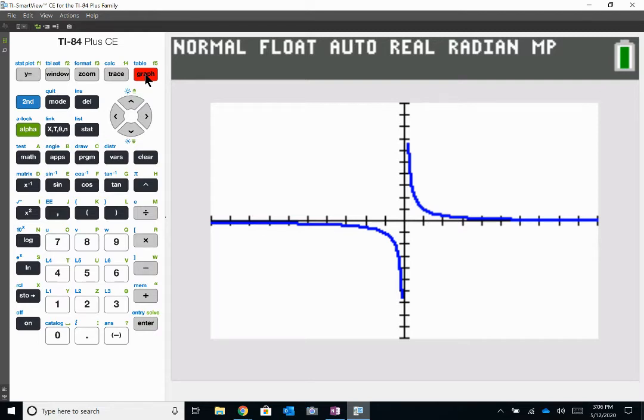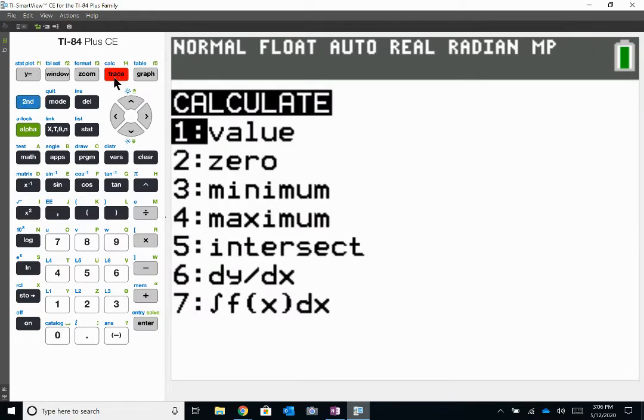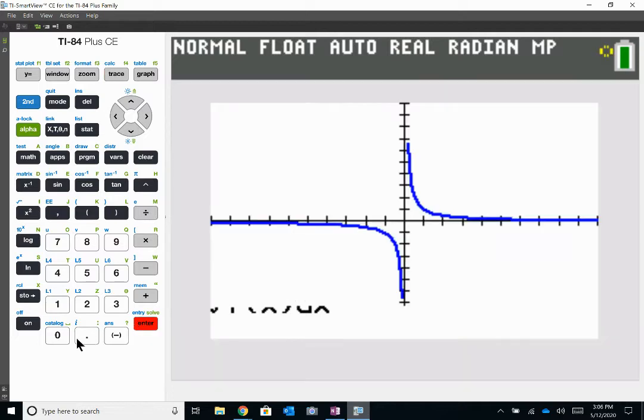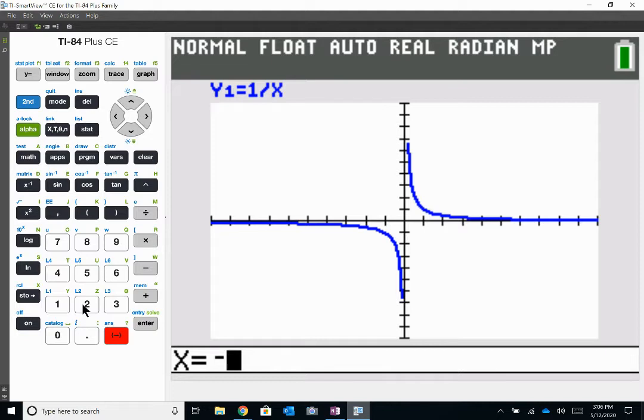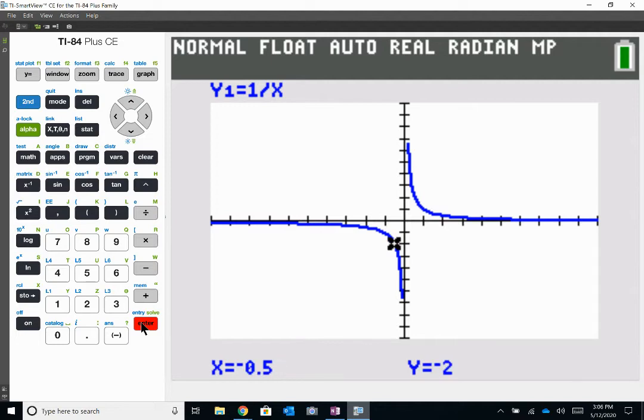Later on, when we talk about vertical and horizontal asymptotes, we're going to understand this a little bit more. If we were to type in x is equal to 0 here, we would get no y value, right? Because we can't divide by 0. But if I were to type in, say, negative 0.5, so 1 divided by negative half is equal to negative 2, and it shows the point on the graph right there.